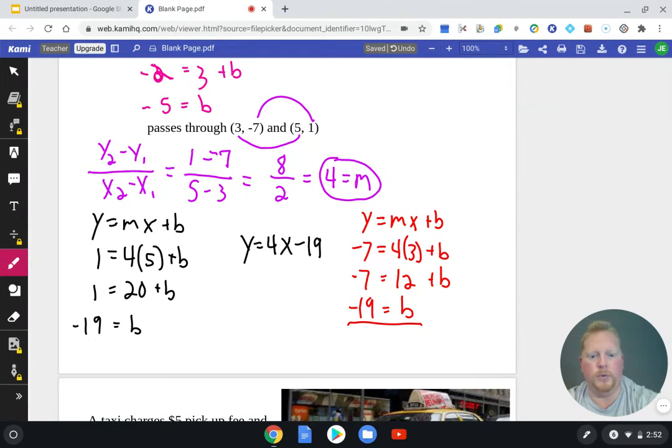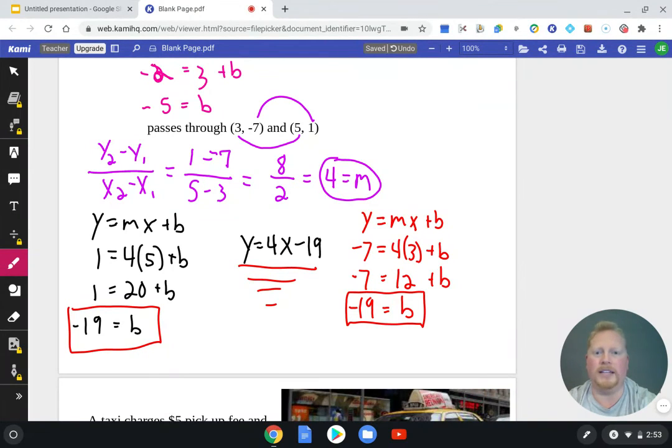So you see, no matter which way you do it, you still get the exact same answer for your y-intercept. Okay? So that's our final answer right there. Y equals 4x minus 19.